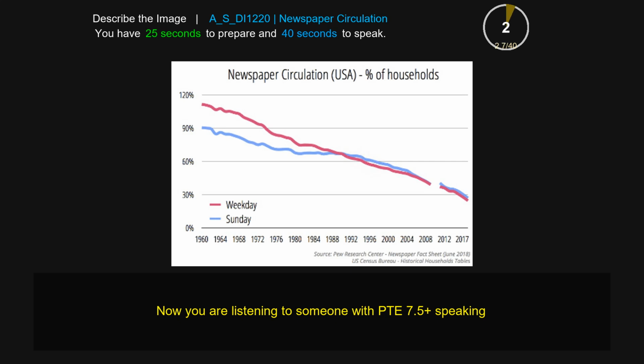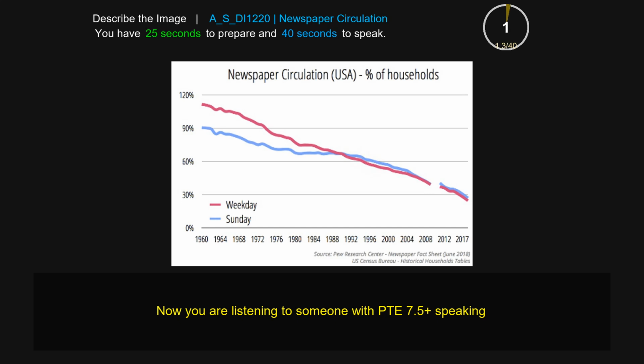The given graph provides information about the newspaper circulation in the percentage of households. The graph shows two types of axes, while one shows the different percentages that start from 0%, 30%, 60%, and ends at 120%. On the other hand, the x-axis shows the different years that start from 1960, 1964, 1968, 1972, and ends at 2017. In this graph, the weekday is represented in the red color and the Sunday is represented in the blue plain line. The highest percentage for the weekday is below 120%, and the lowest.